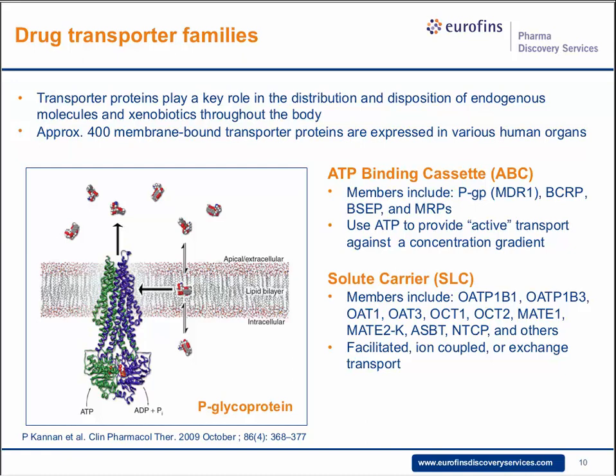One of these families is the ABC or ATP binding cassette family, which function by using ATP to provide active transport against the concentration gradient. These transporters are often referred to as efflux transporters, and this family includes the PGP transporter, also referred to as MDR1, the BCRP, MRP2, and BSEP transporters.